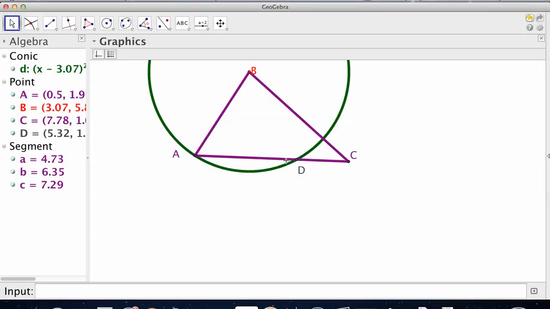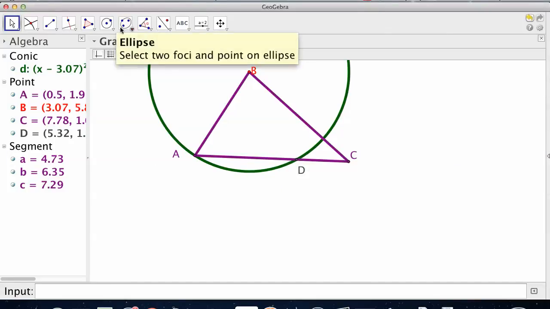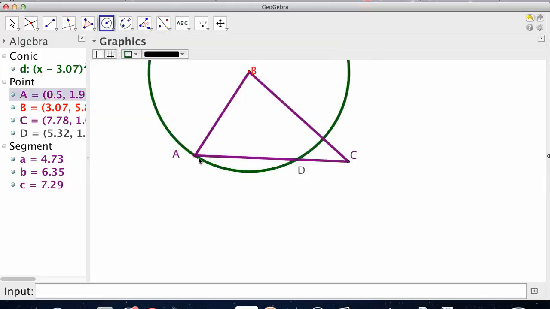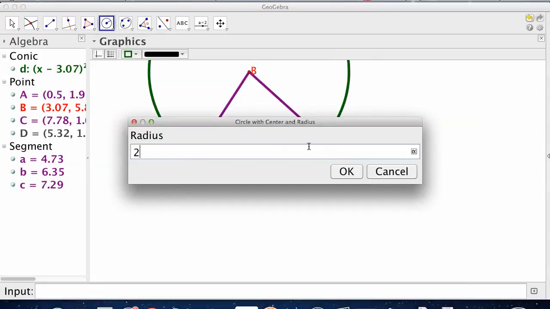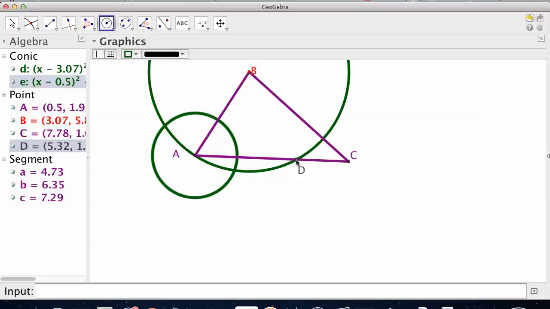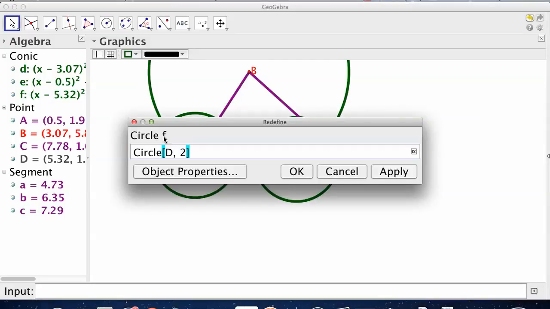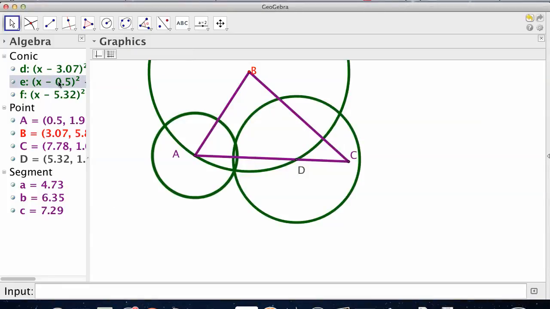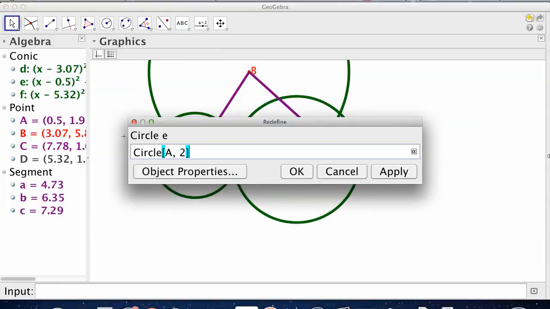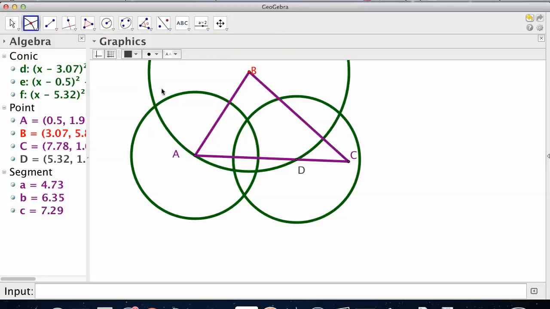Now I draw two circles, same size, twins, around A and D. So, we have to draw some twins, center and radius. Just make them something. I don't know, what's too big? Two is not big enough, but that's okay. I can change them. If I double click on the circle, I can change how big they are. So conic is the circle idea, and that puts a circle at A, size 3. Awesome. Now we have to find the intersection.